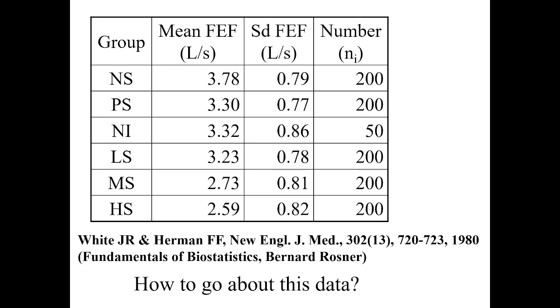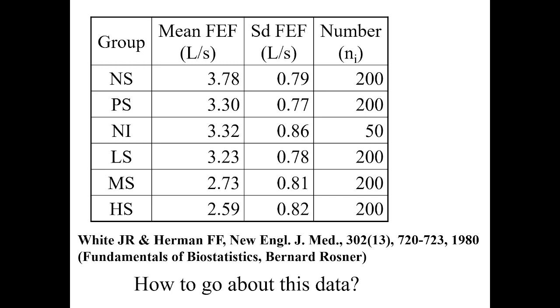And by the way, this data is from White JR and Herman FF. It was published in the New England Journal in 1980. But this example with more details has been discussed by a very good author, Bernard Rosner, from Harvard School of Medicine. Fundamentals of Biostatistics is the book, so you can see it for more. I am using the same example to give you the explanation about the philosophy of analysis of variance.